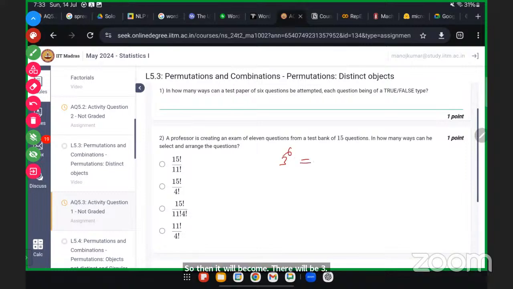3 power 6 then, if I leave a question. Yes, sir, that's the only possible way. But sir, option number 3 may not be there. How can I consider leaving it, sir?